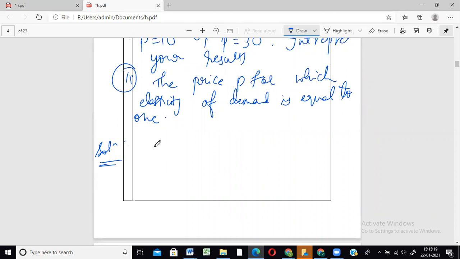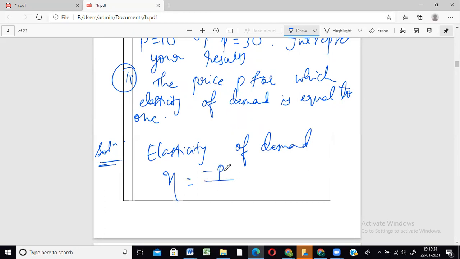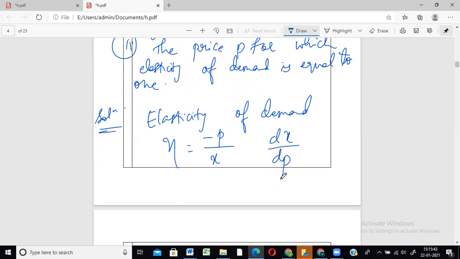What was the formula? Elasticity of demand, whatever that formula was, we denoted using eta, and it was minus P by D. But now D is not there, so that is why I'm using X into the derivative of demand with respect to price. I'm doing it the other way around, right? Okay. So after this, now what do we have?